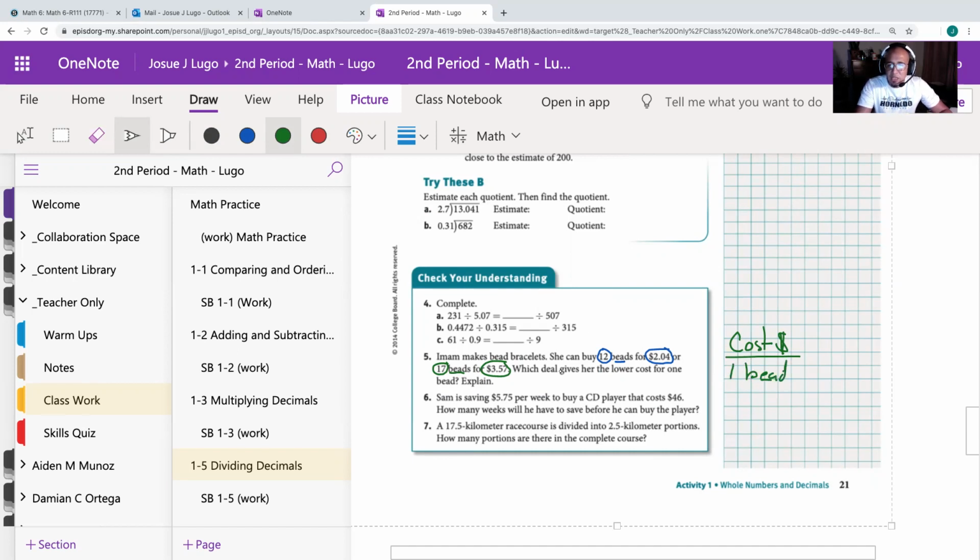The way that we're going to do that is we're going to make a fraction. We're going to make a ratio. We're going to talk about ratios a lot more in the future, trust me. We're going to put the money on top and the beads on the bottom, and divide, and see what we get. So let's do this first one. $2.04 is the cost.